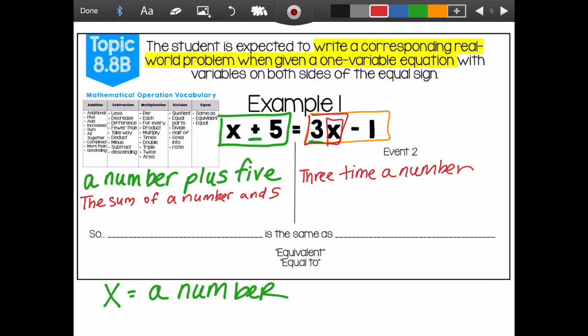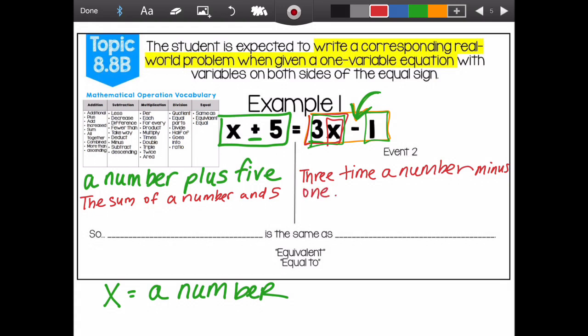All right, then we want to focus on the main operation. The main operation that's holding this term together and this term together is subtraction. All right, so let's see what we can use for subtraction. We got less, decrease, difference, fewer than, take away, deduct, minus, subtract, and descending. All right, so for this simple sentence, 3 times a number, we could say minus, let's just minus 1.